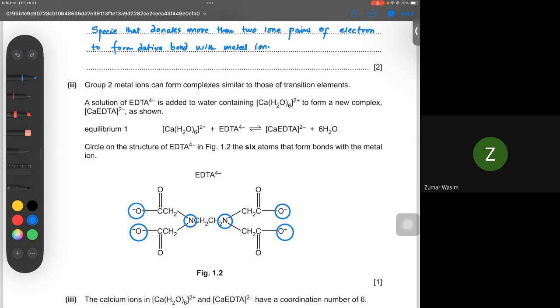It has an ability to make 6 dative bonds with a metal cation. When it binds with any metal, it forms a very strong bond, because the metal is strongly surrounded by this ligand, that is EDTA. It's just like a crab, basically.